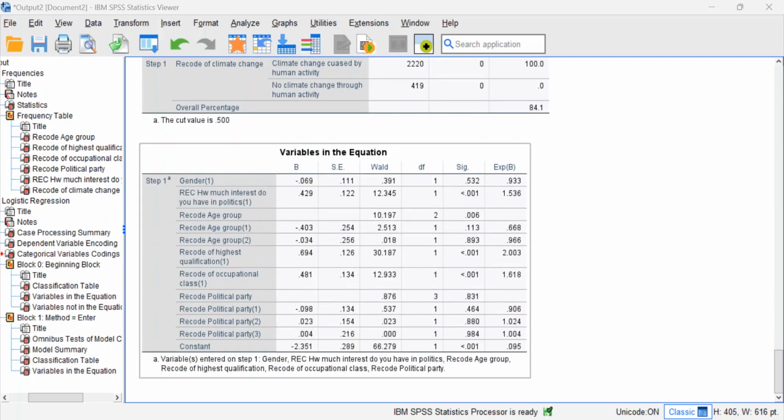What we really need to look at now is the very, very last table, because this actually shows us the model that we've generated. So I need to take some time to talk through this model.